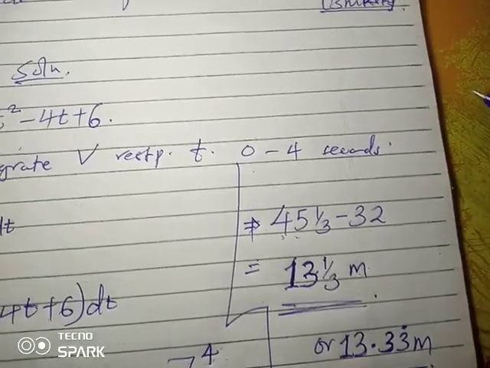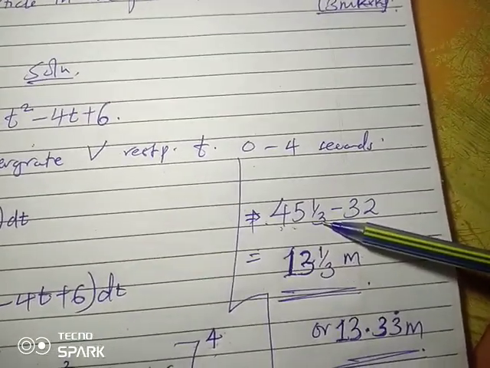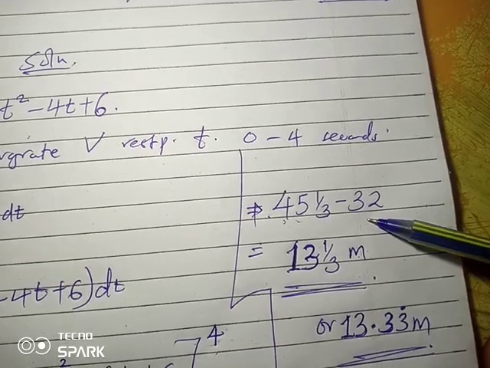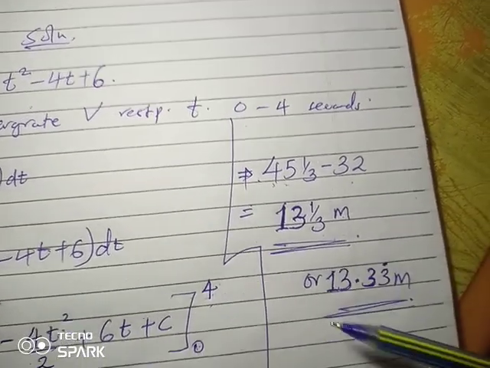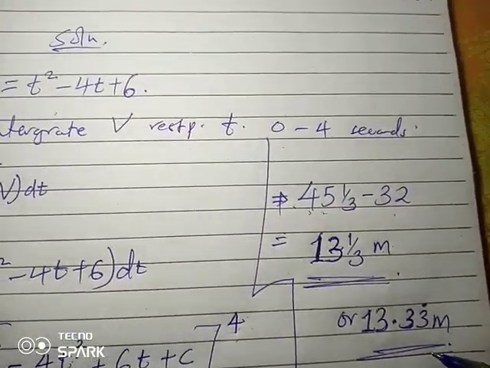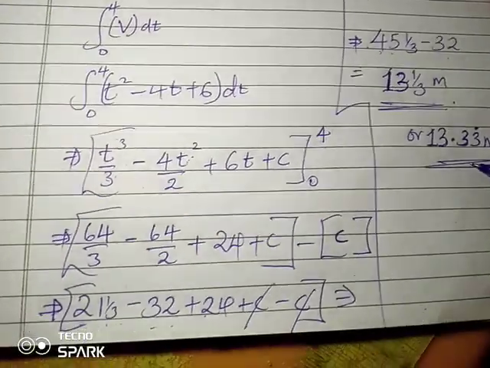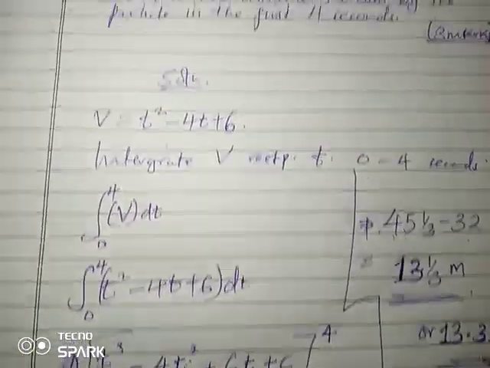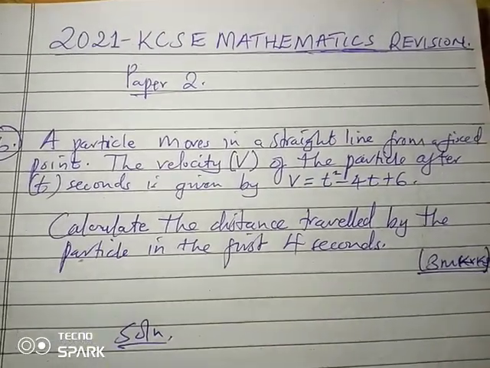Then we come over here. When I add the two positive numbers, I get 45 and a third minus 32. And finally, I remain with 13 and a third, or 13.33 meters. So the particle shall have covered 13 and a third meters all the way from the fixed point that is being told within the question.